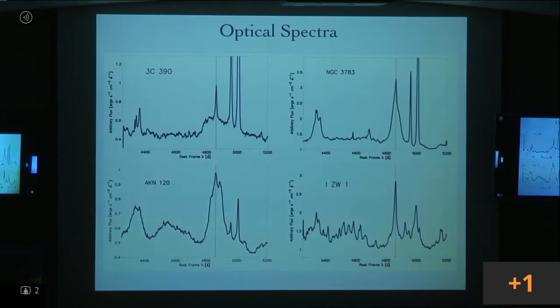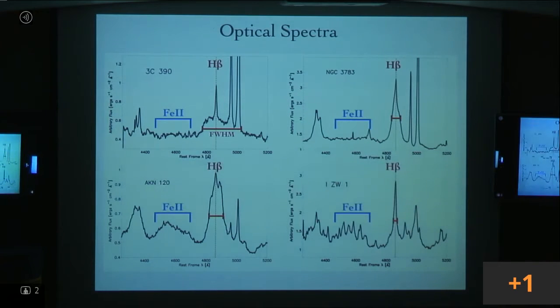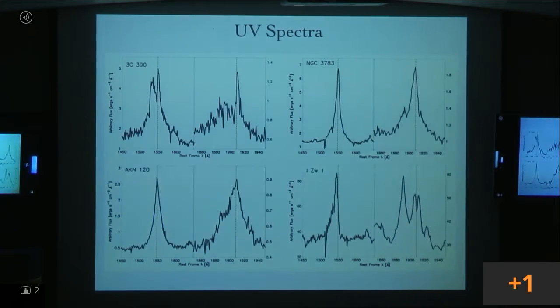This is the optical region for different quasar spectra. This is H beta. And what I want to emphasize here is that, as you can see, the full width at half maximum of all these spectra is very different. And not only that, also Martin said that iron 2 is very different, and in Deborah's talk, she will talk more about this ion.